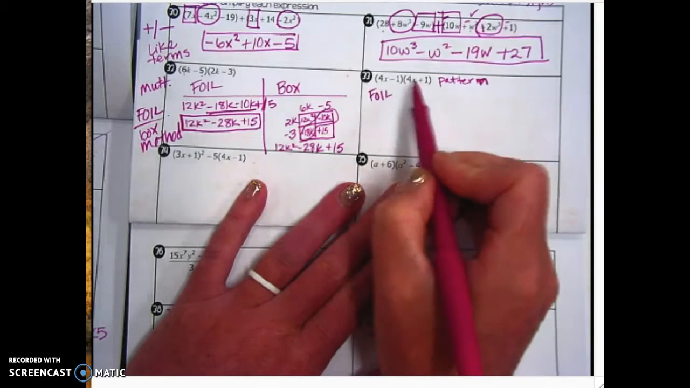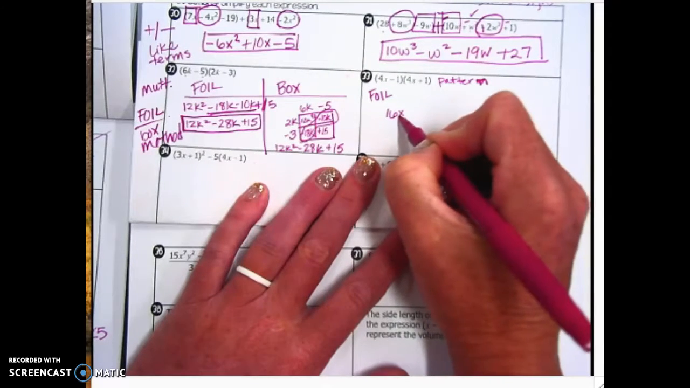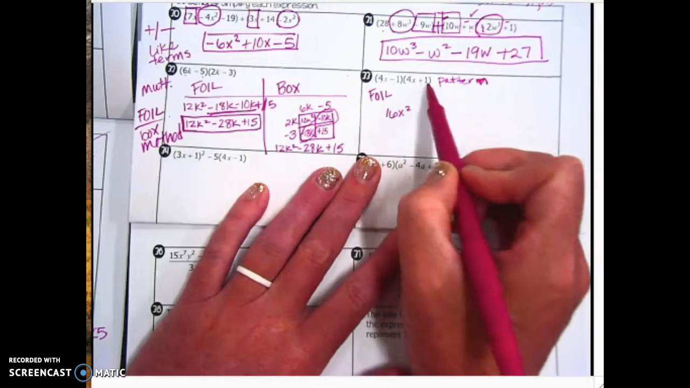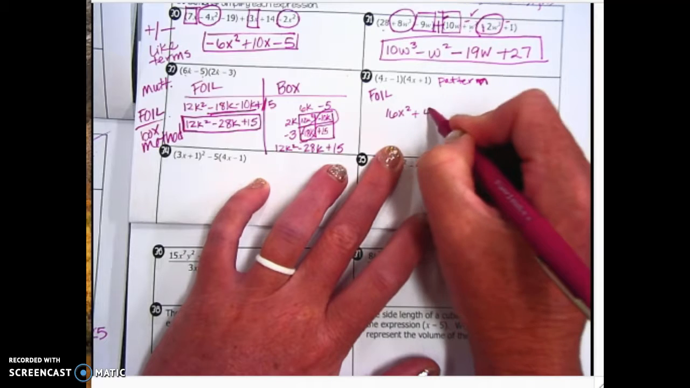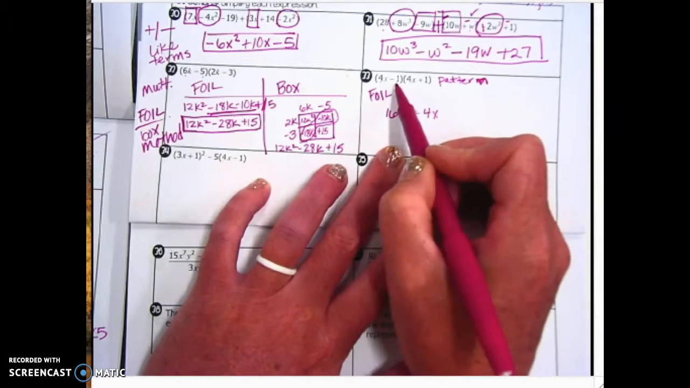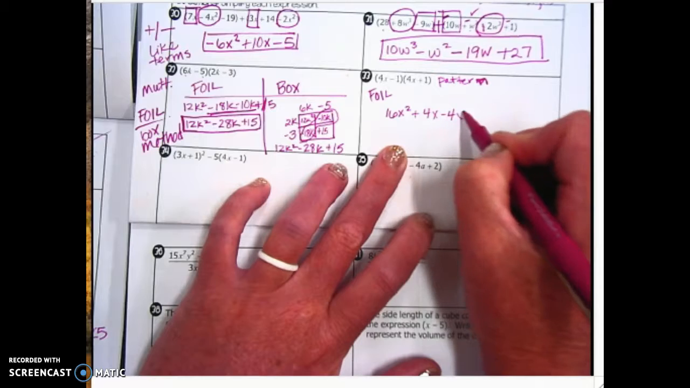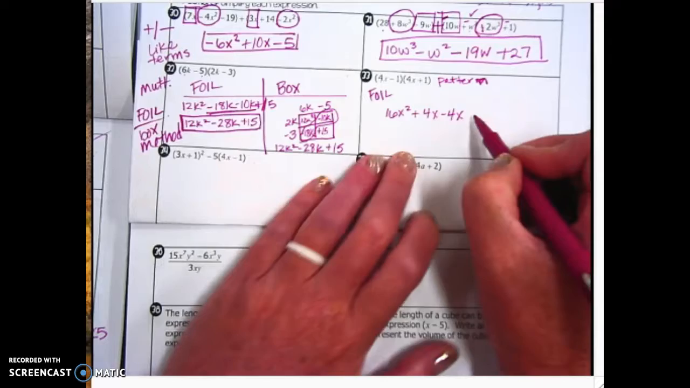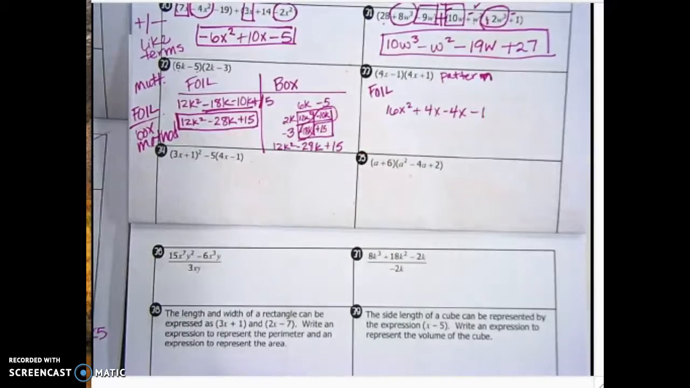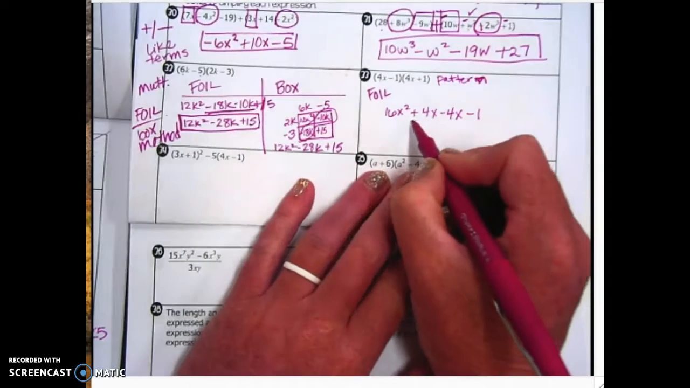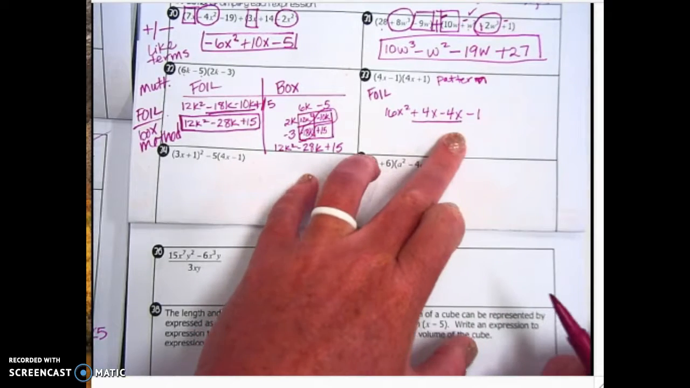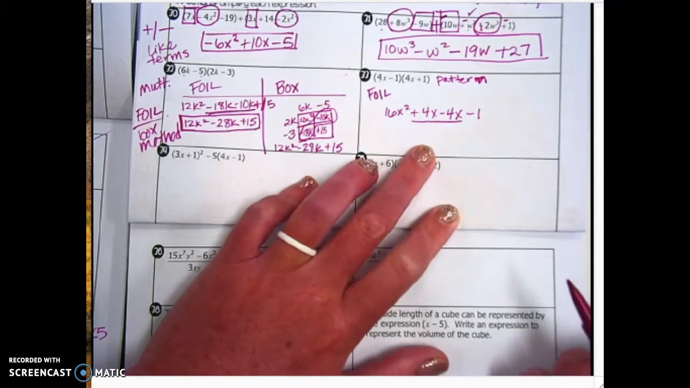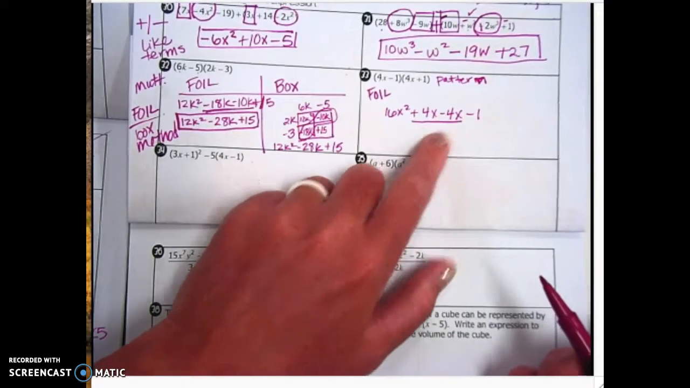So I'm going to multiply 4x times 4x, which is 16x squared. Then I'm going to do the O, which is outside, so the 4x times the positive 1, which is 4x. I stands for inside, so the negative 1 times the 4x, so minus 4x. L stands for last, which is negative 1 times positive 1, so negative 1. And as I mentioned, these two middle terms are almost always going to be like terms and they will combine together. What do you notice about these two terms?